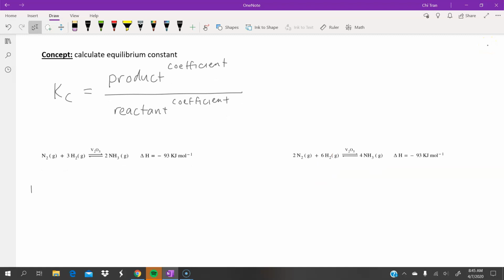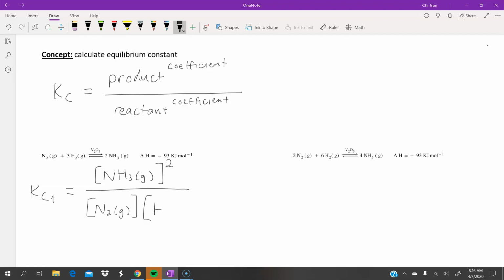So in the first one, we're just going to call it Kc1, and we would have the product is NH3 in gaseous state, and the coefficient is 2, so it's to the power of 2. The second one, we have nitrogen in gaseous state, and there's no coefficient, or it has a coefficient of 1, so we'll just leave it blank. And then times hydrogen in gaseous state as well, and that has a coefficient of 3, so it's to the power of 3. And that's our first equilibrium constant.